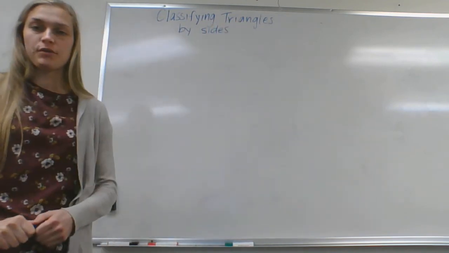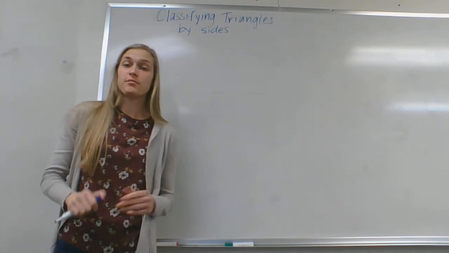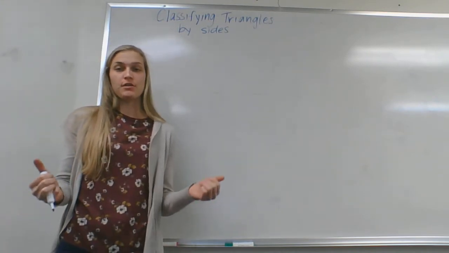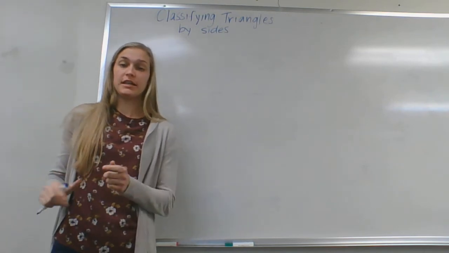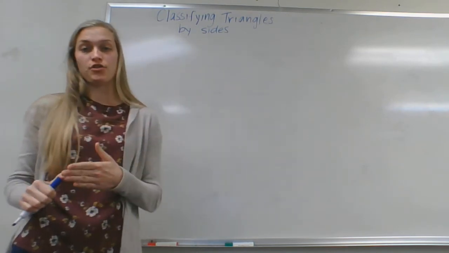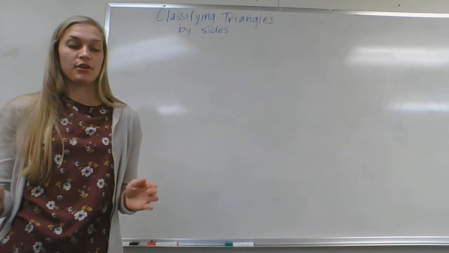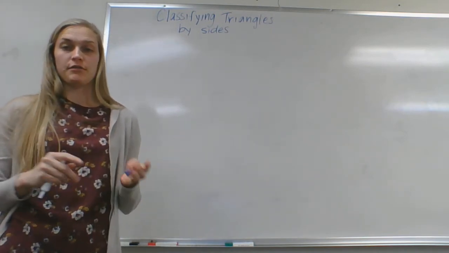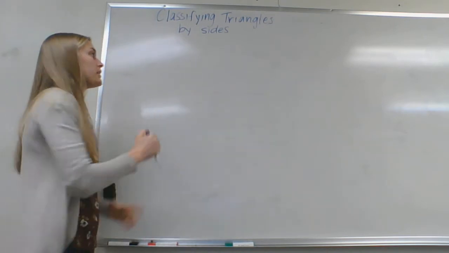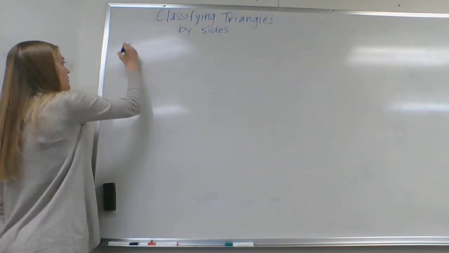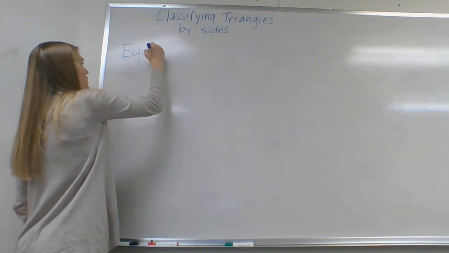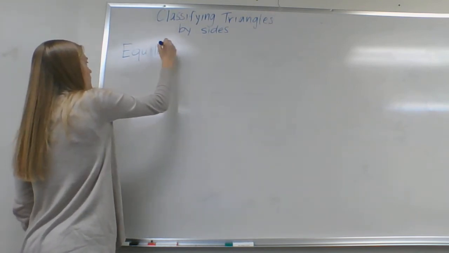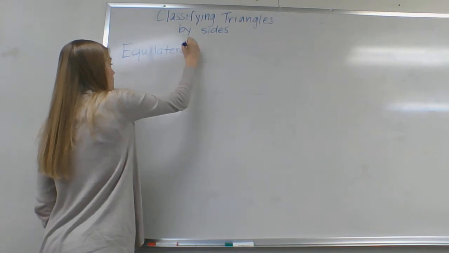Okay, so there's three different kinds of triangles based on their side length. What you do to determine which of the three kinds a triangle is, is you have to measure the side lengths and learn a little bit about the triangles, and then you can tell which of these three different ones it is. So the first one is called an equilateral triangle.